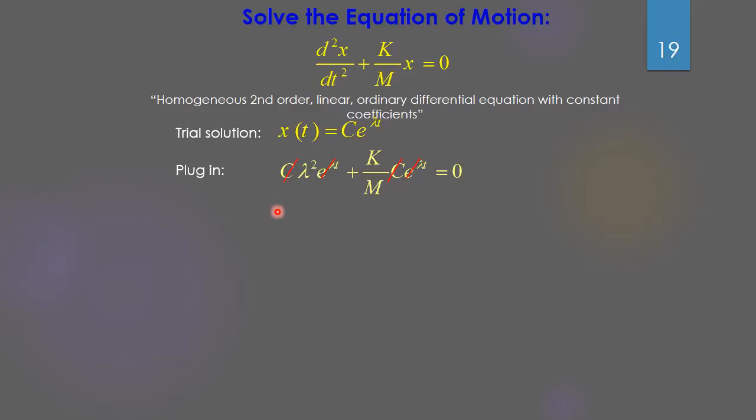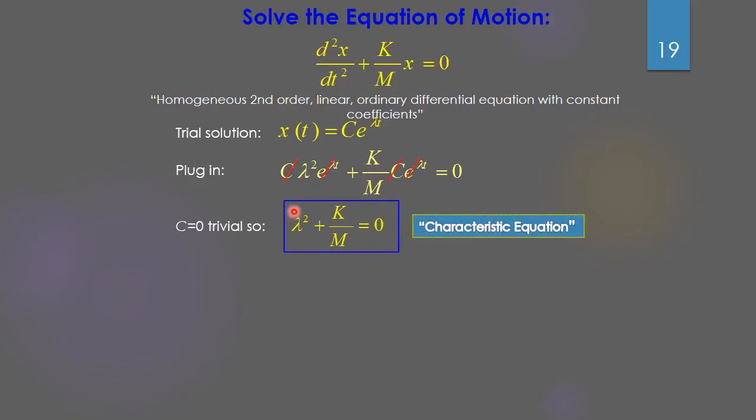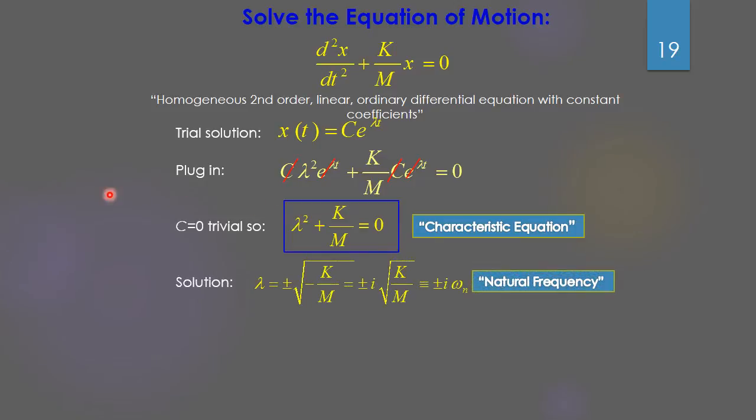When you take a common factor, you'll get this quantity lambda squared plus k over m, all in parentheses, multiplied by c e raised to lambda t. You notice that c multiplied by e raised to lambda t is impossible for it to be 0, because if it's 0, there won't be vibration. So the only conclusion we can come to is that lambda squared plus k over m will be equal to 0. So that's where we get the characteristic equation.